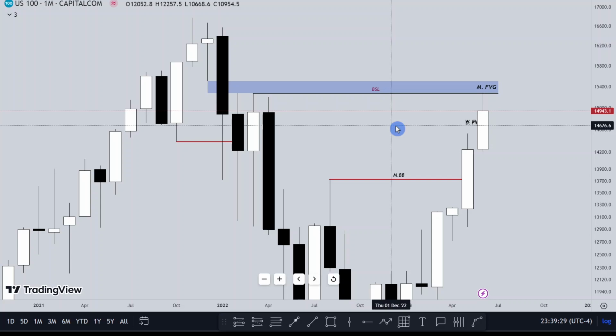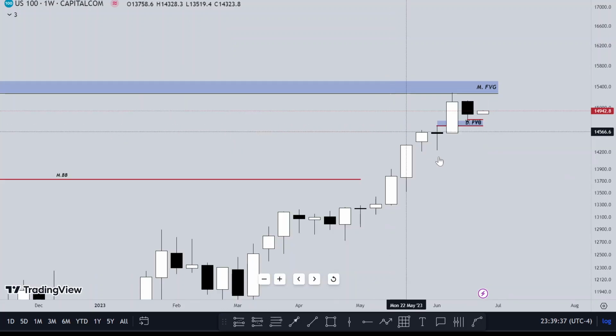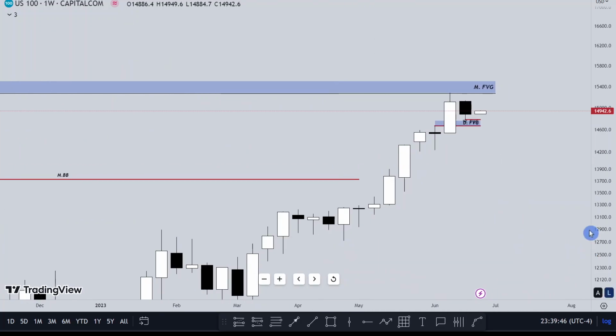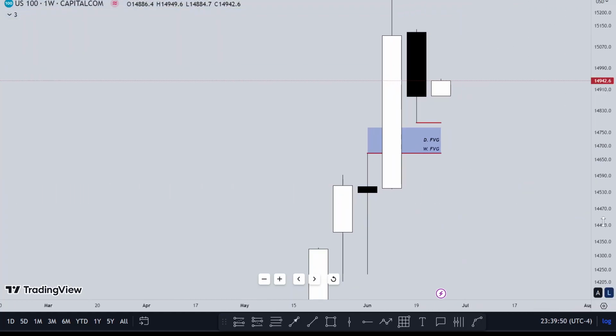Now let's go to the weekly chart to support our sell idea. So going down to the weekly chart, as you can see, price taking buy side liquidity into that monthly fair value gap. And then on the weekly chart, we can clearly see that there is a weekly fair value gap right there. This candle's low to this candle's high. That's a fair value gap.